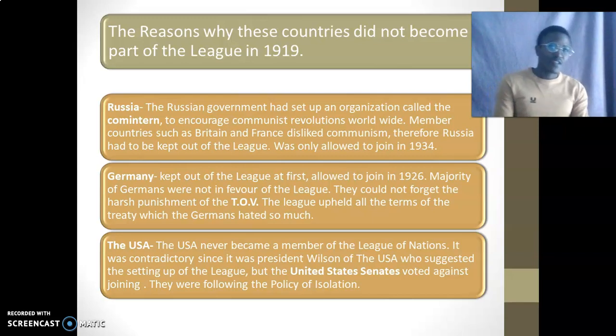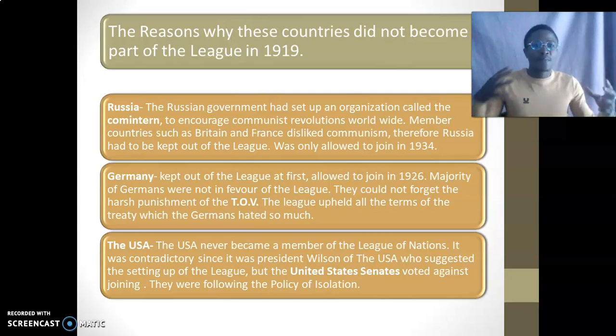So in other words, you have a diplomat, President Woodrow Wilson from the USA, who comes up with this great idea, the 14 points. Within those 14 points is the proposal of setting up a League of Nations that will be responsible for maintaining peace worldwide.